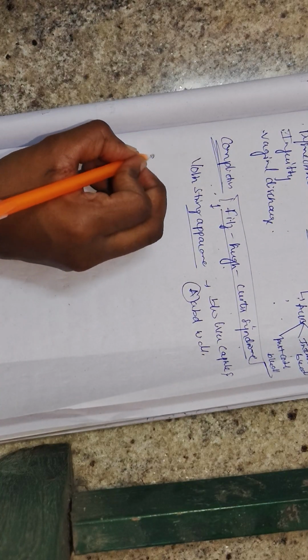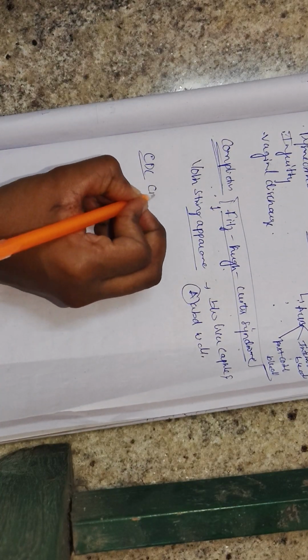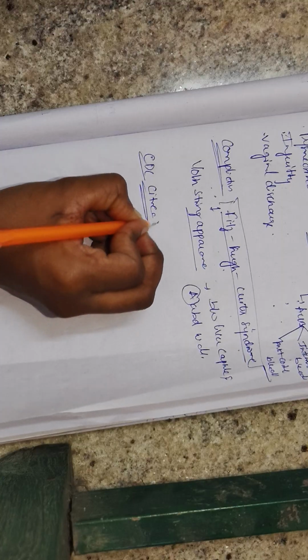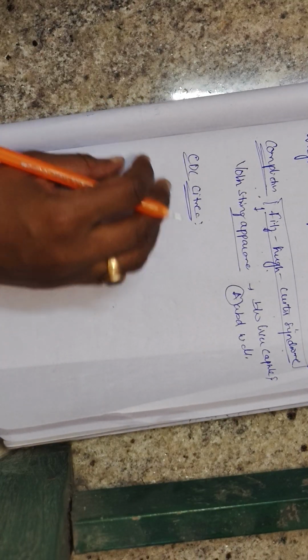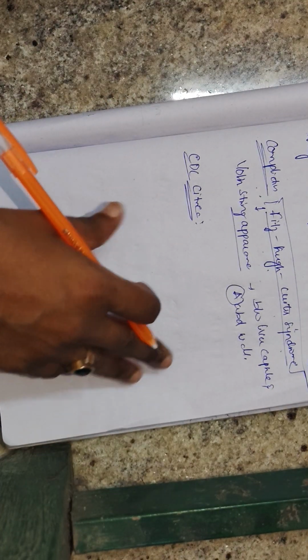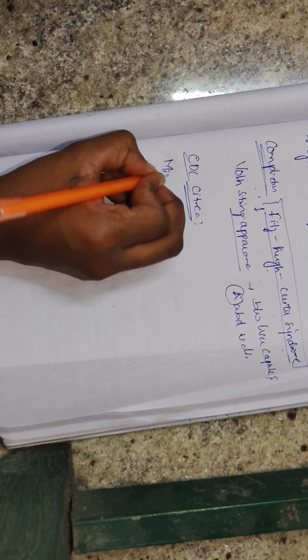Next we come to the criteria. It is called the CDC criteria. What are the minimal criteria, additional criteria, and laboratory diagnostic criteria? First, we will discuss the minimal criteria.